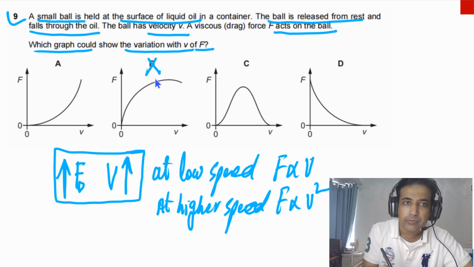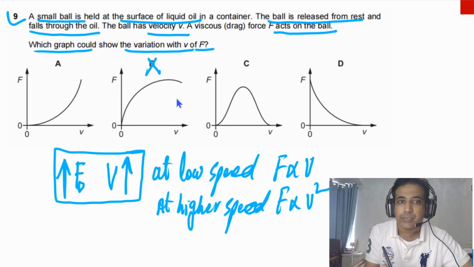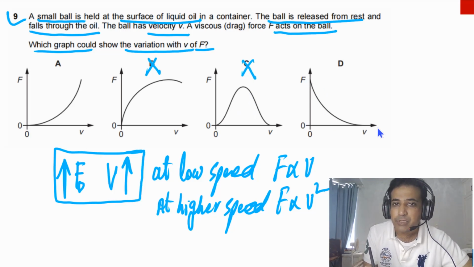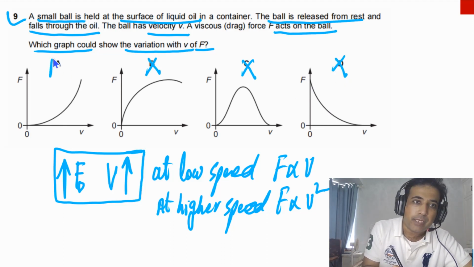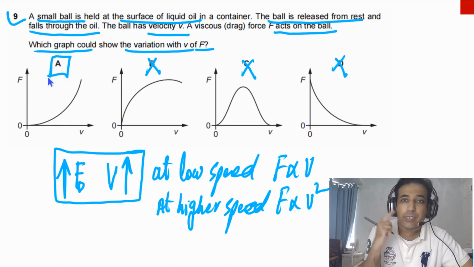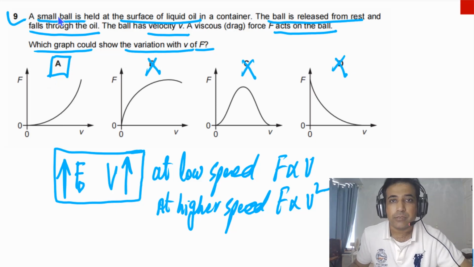So B is incorrect because this is telling us as speed is increasing, the increase in F is getting smaller and smaller. So it means this is not possible. This is telling us first of all increase, then decrease. So this is also not possible. This is telling us as speed is increasing, this is decreasing. So this is also incorrect. So the best answer for this question is A. So as speed increases, drag force gets bigger and bigger. So the answer for this question is A.